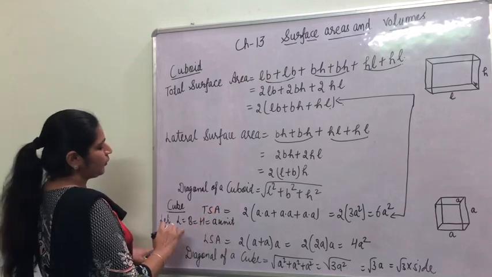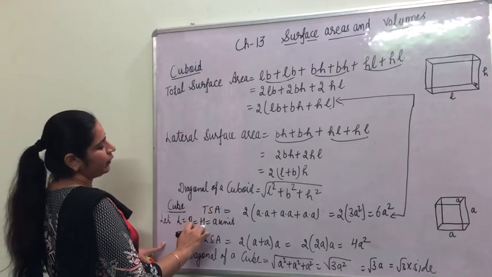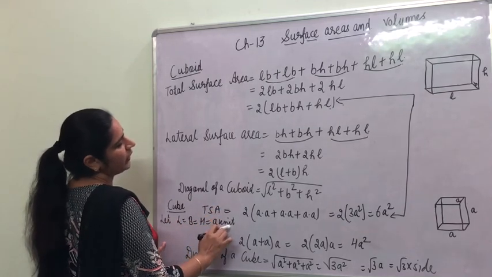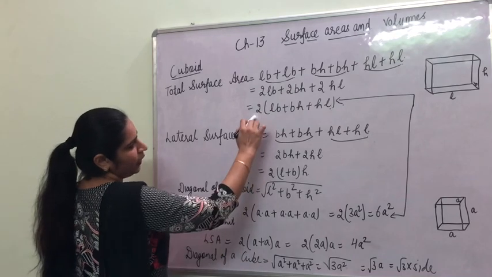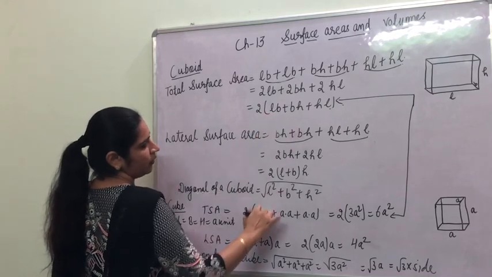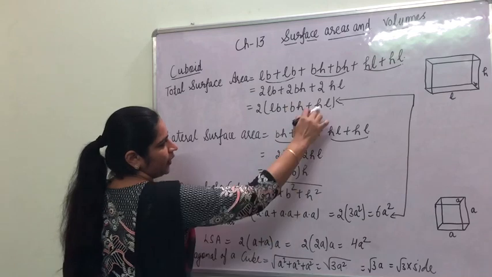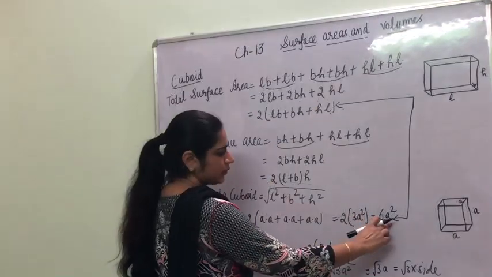Here suppose length, breadth and height, all 3 dimensions, are A units. So twice of A into A, plus A into A, plus A into A, equals 6A square.